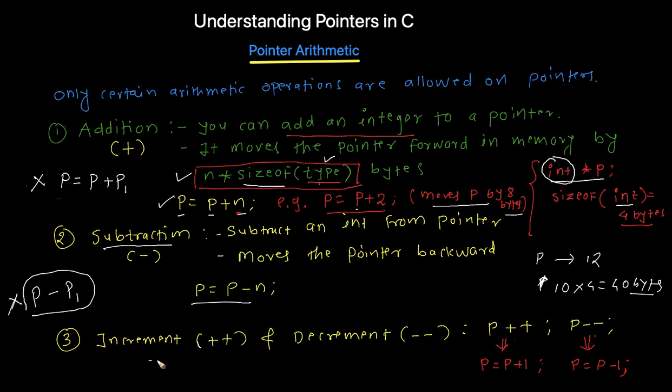You can also perform the increment or decrement operation. Increment means you can say p plus plus, and this is equivalent to saying p equal to p plus 1. That means the same operation, adding an integer to a pointer. Here the integer is 1. Decrement: you can say p minus minus, which is the same as saying p equal to p minus 1, so subtracting 1 from p. These are the operations we can perform on pointers. We cannot perform multiplication, division, or any other operation on pointers, right?